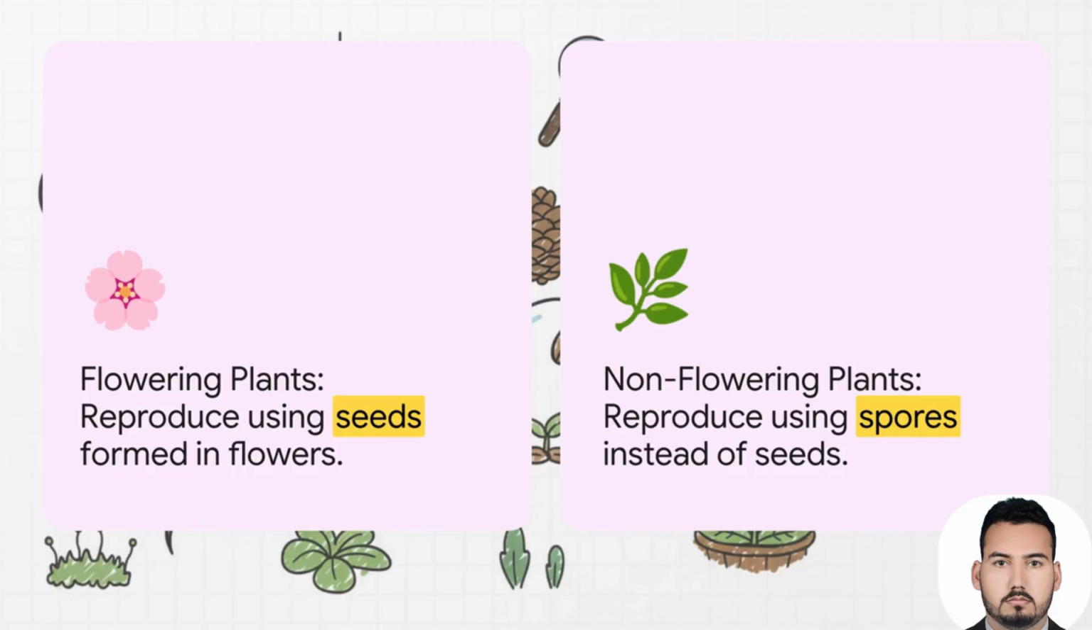Then, on the other side, you have the non-flowering plants. This is a much more ancient group, and they reproduce using these tiny, almost dust-like things called spores. For our investigation today, we're going to follow the trail of the flowering plants first.